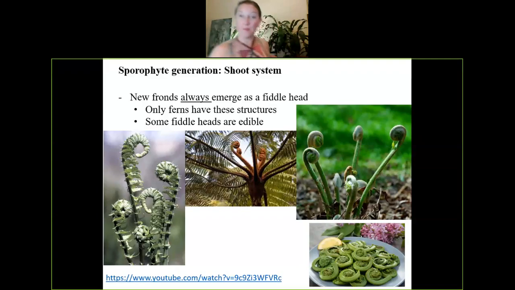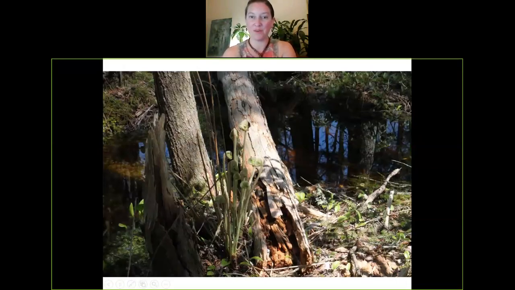And those are actually from ferns. Yep. So if you've ever had fiddleheads, I don't think I've ever had fiddleheads. I should try them. But if you have, they have come from ferns. All right, enough about fiddleheads. Let's look at some pictures to kind of decompress.